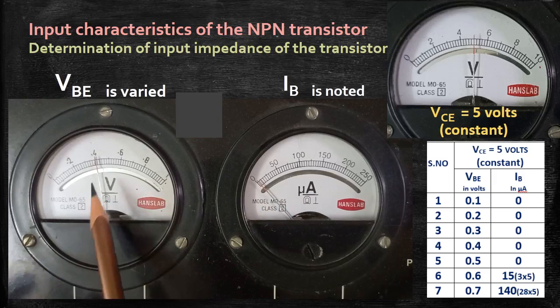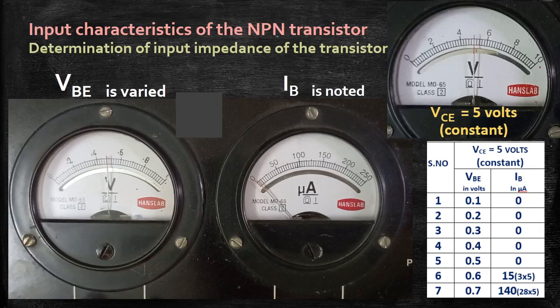Now it is going to be increased from 0.4 to 0.5. Now the VBE value is 0.5 volt. What is the reading again? IB value is 0. Now it is increased from 0.5 to 0.6. Now there is a small change in the deflection. Now it is coinciding with the third division. The microammeter least count is 5. Therefore the third division into 5 is 15. 15 microampere is the IB value.